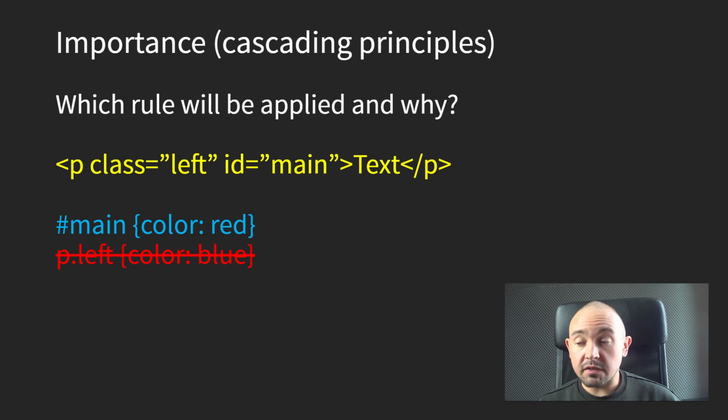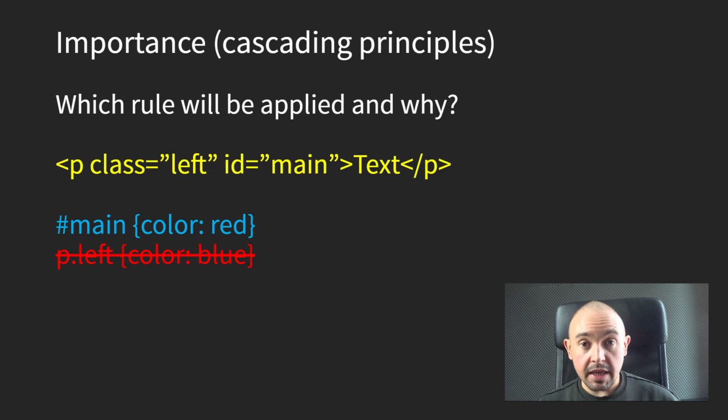The answer is the first rule. In the second rule, we have a p tag and the class of left, which gives us 1 bronze medal for the p tag and 1 silver medal for the class of left. In the first rule, all we have is the ID of main, and as we know, that gives us 1 gold medal. As I said before, 1 gold medal is more important than all the bronze and silver medals together.